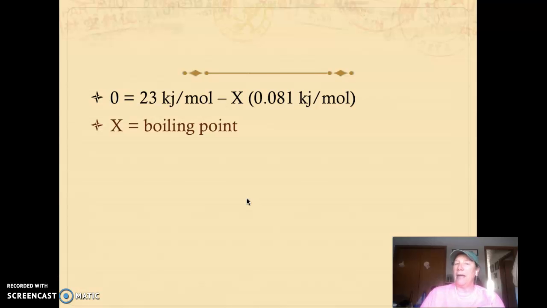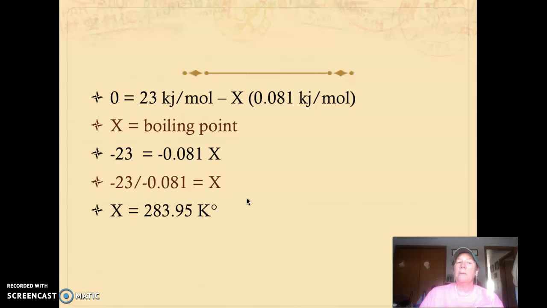And then my delta S is 0.081, that's converting to kilojoules. So I get 23, move over to the side, 23 equals that minus 0.81 X. If I divide those two, it's going to equal X. So my temperature for this, my boiling point for this substance, occurs at 283.95.